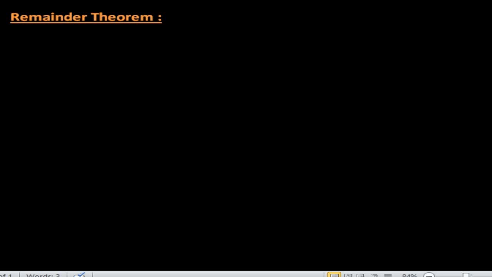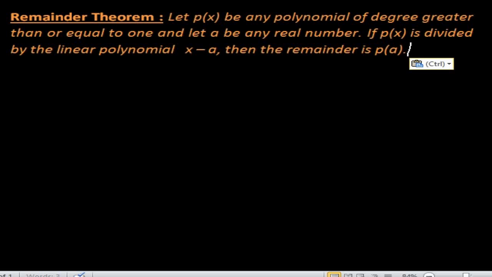Now let us learn remainder theorem. The definition is, let p of x be any polynomial of degree greater than or equal to 1 and a be any real number. If p of x is divided by the linear polynomial, always remember that it should be a linear polynomial, x minus a, then the remainder is p of a.